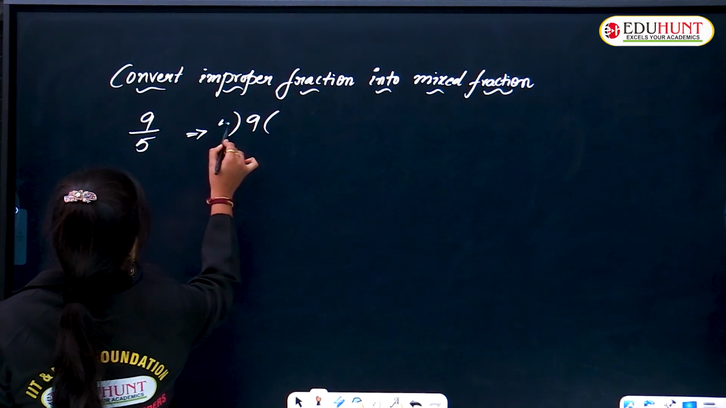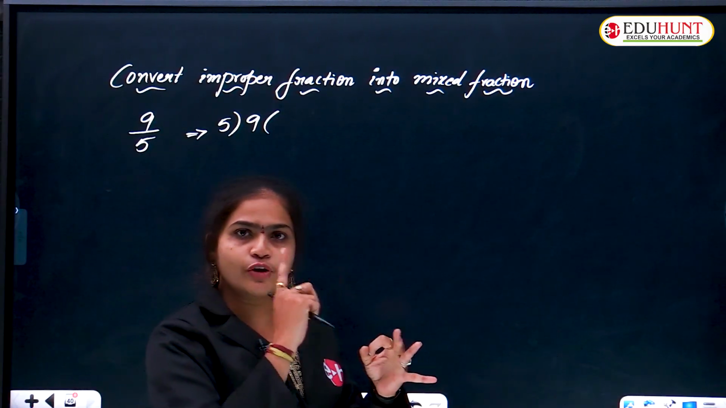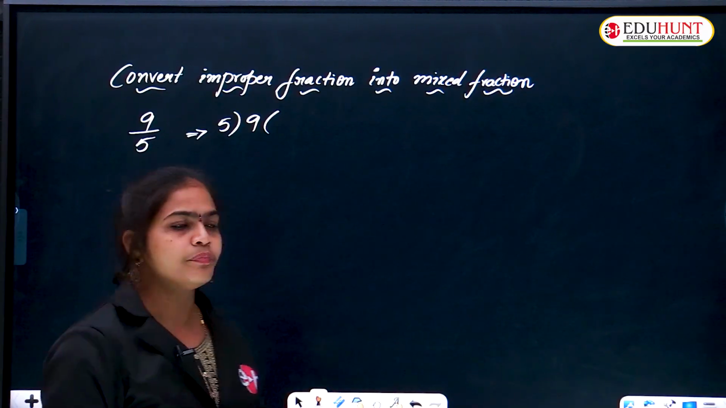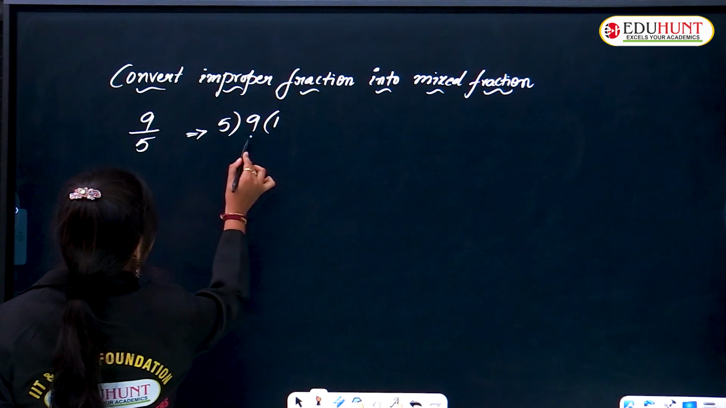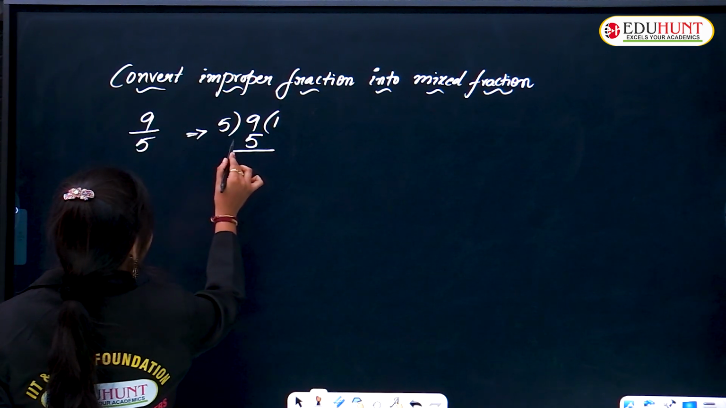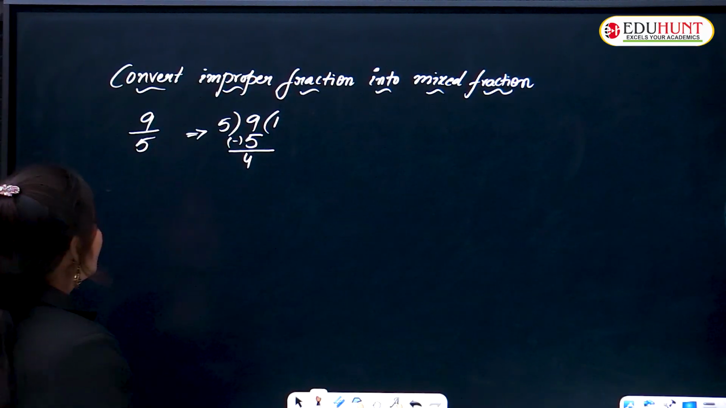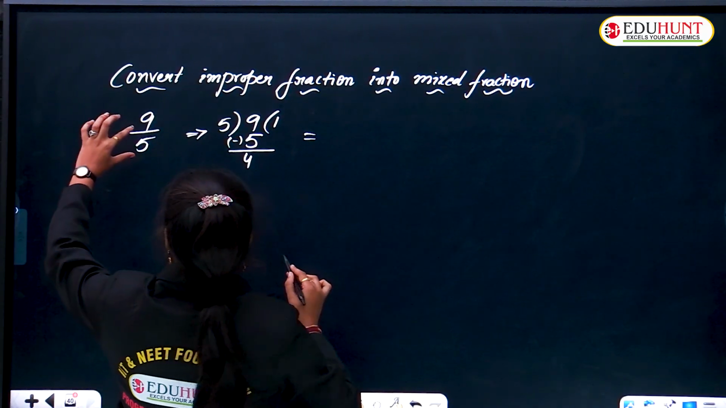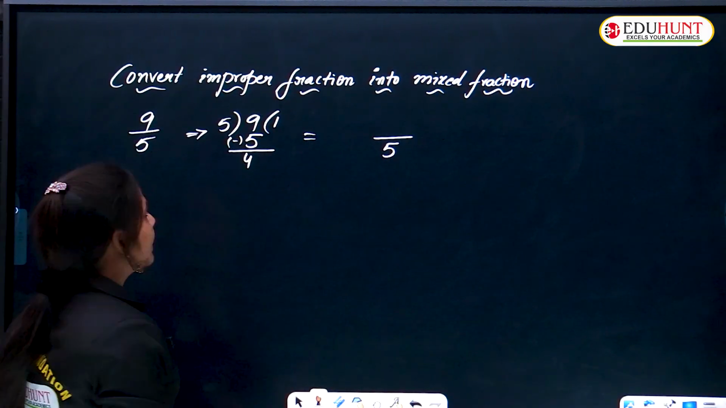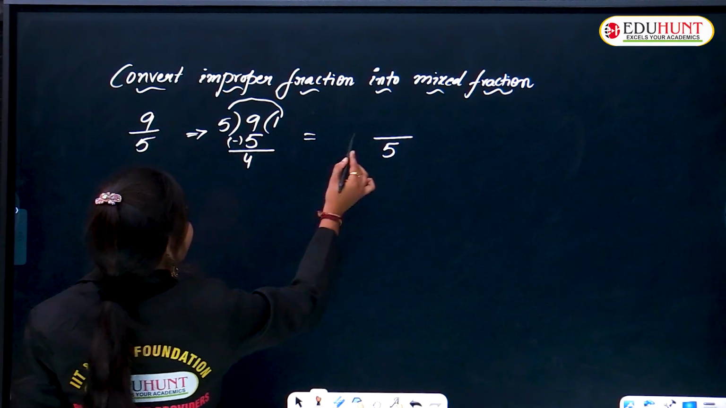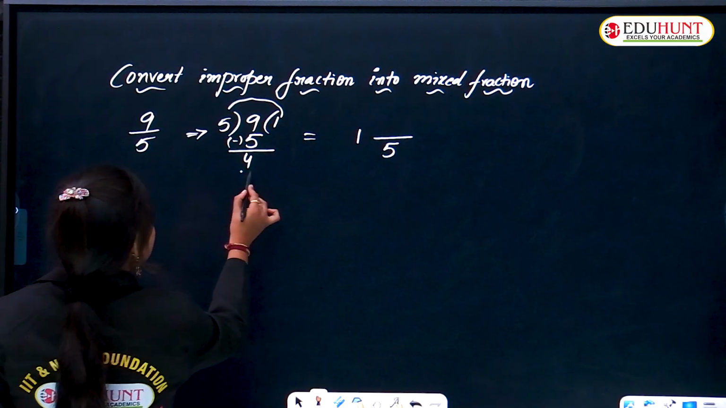9 divided by 5. Division form, fraction form, rational numbers, these are all the same, no? Now 9 divided by 5. 5 ones are 5. 9 minus 5 is equal to 4. Now we write this with the denominator 5 only. 5 into 1 is equal to 5, plus 4.